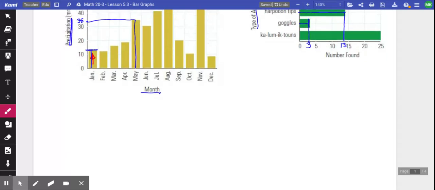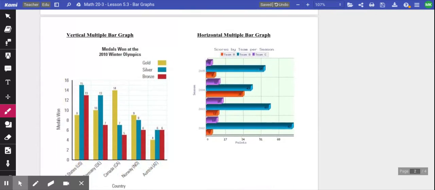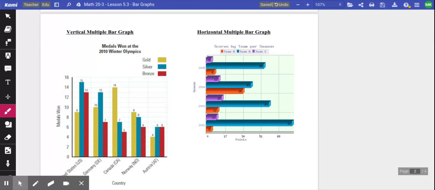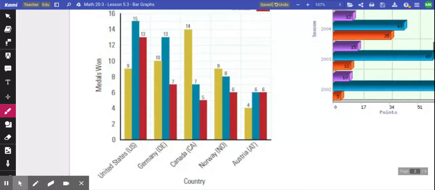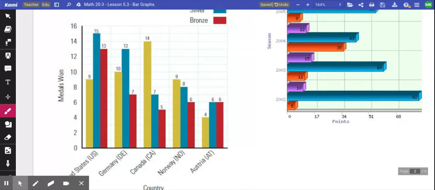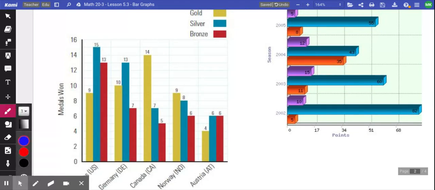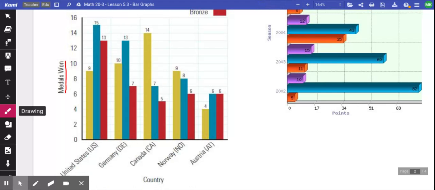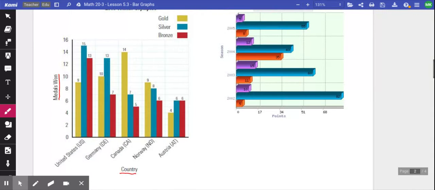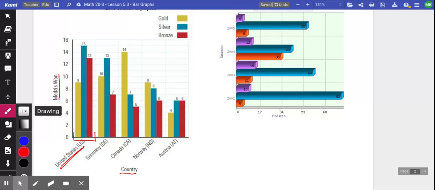Vertical versus horizontal. Cool. Multiple vertical ones, and multiple horizontal, same idea, is when you have multiple things for one category. So for instance, this is medals won in the Olympics, and this is by country on the side. You'll see that for the US, they have 3 different bars because there's 3 different types of medals you could win. There's gold, silver, bronze. So it's still just a regular bar graph. It's just that you now have 3 things for one country.